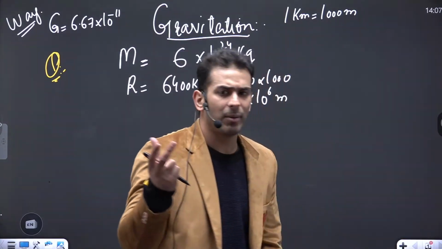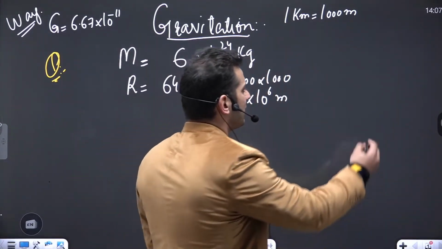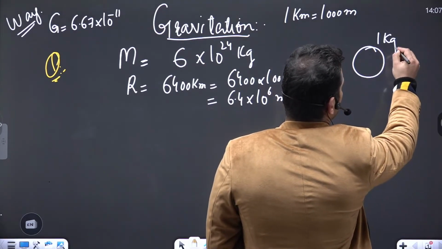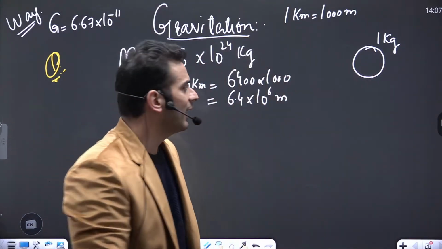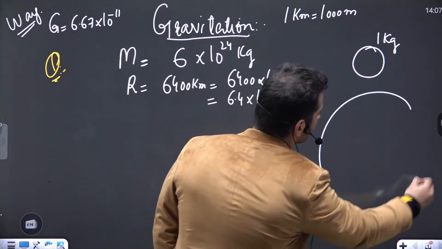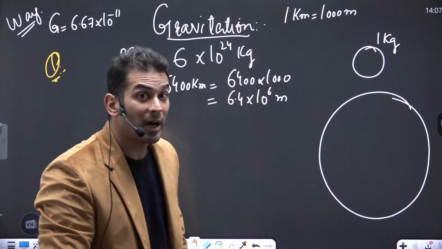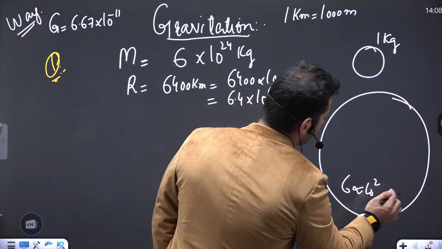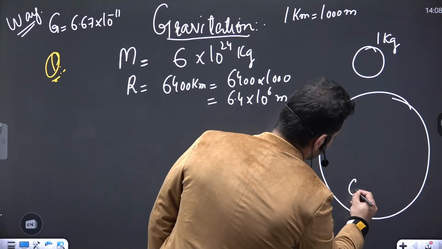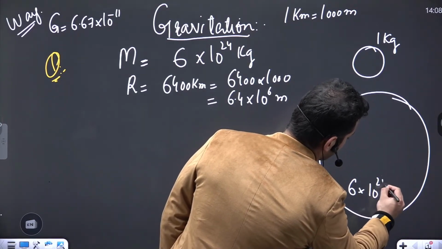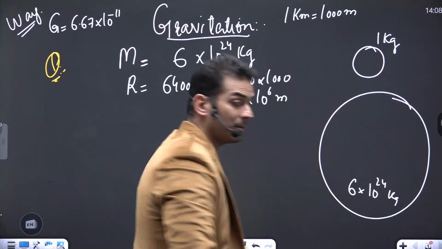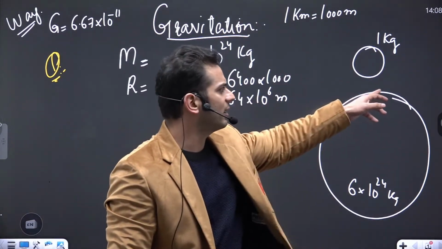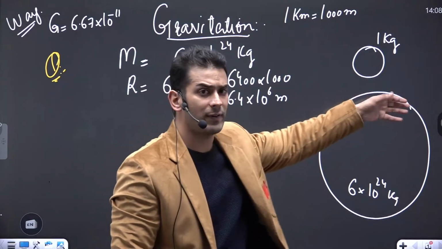Okay, I will take a ball first of all. I will take a ball of 1 kg. The mass of this ball is 1 kg. And earth is very big. Very big, beta. What's the mass of the earth? It is near about 6 into 10 raised to power 24 kgs. Okay, beta? This 1 kg mass is lying somewhere near the surface of the earth.